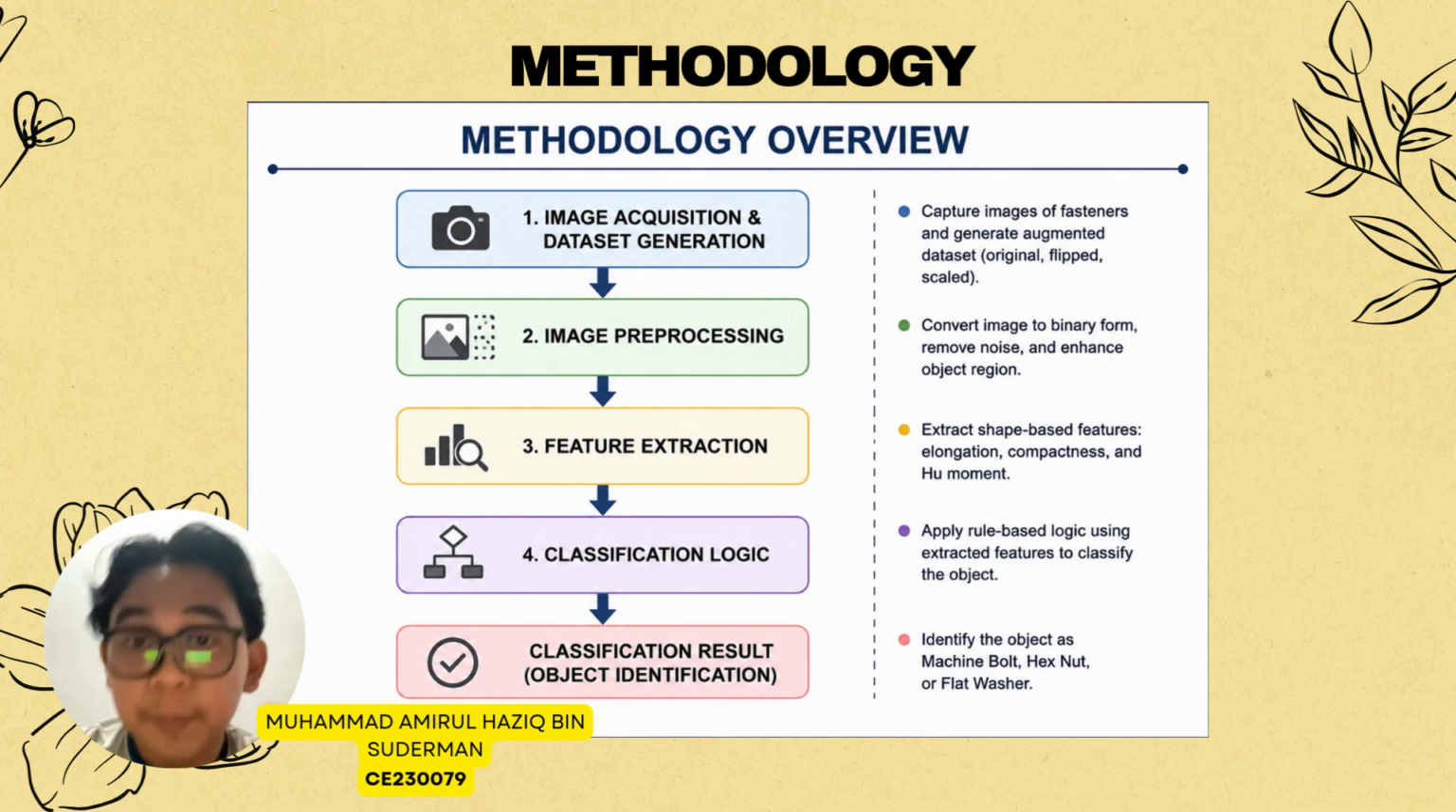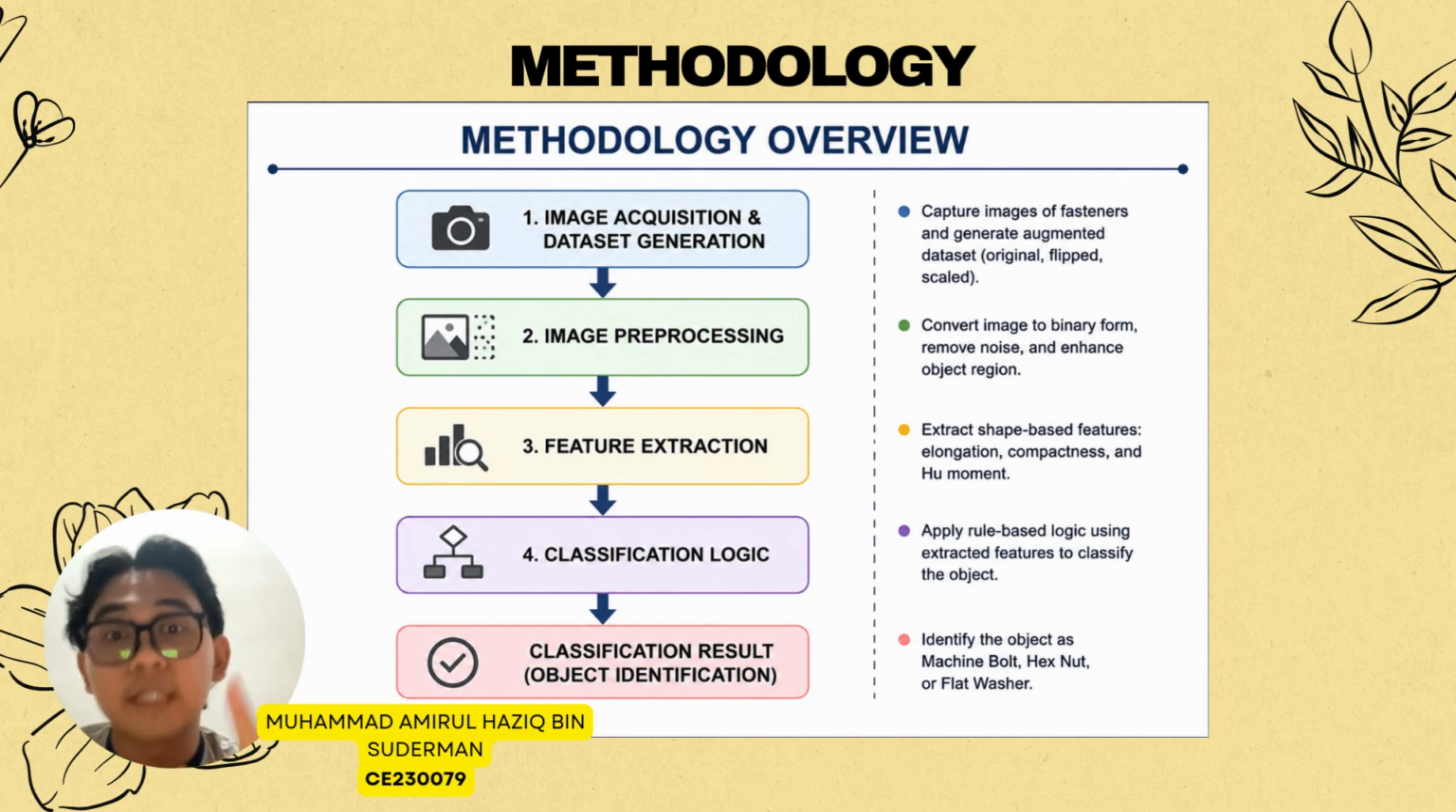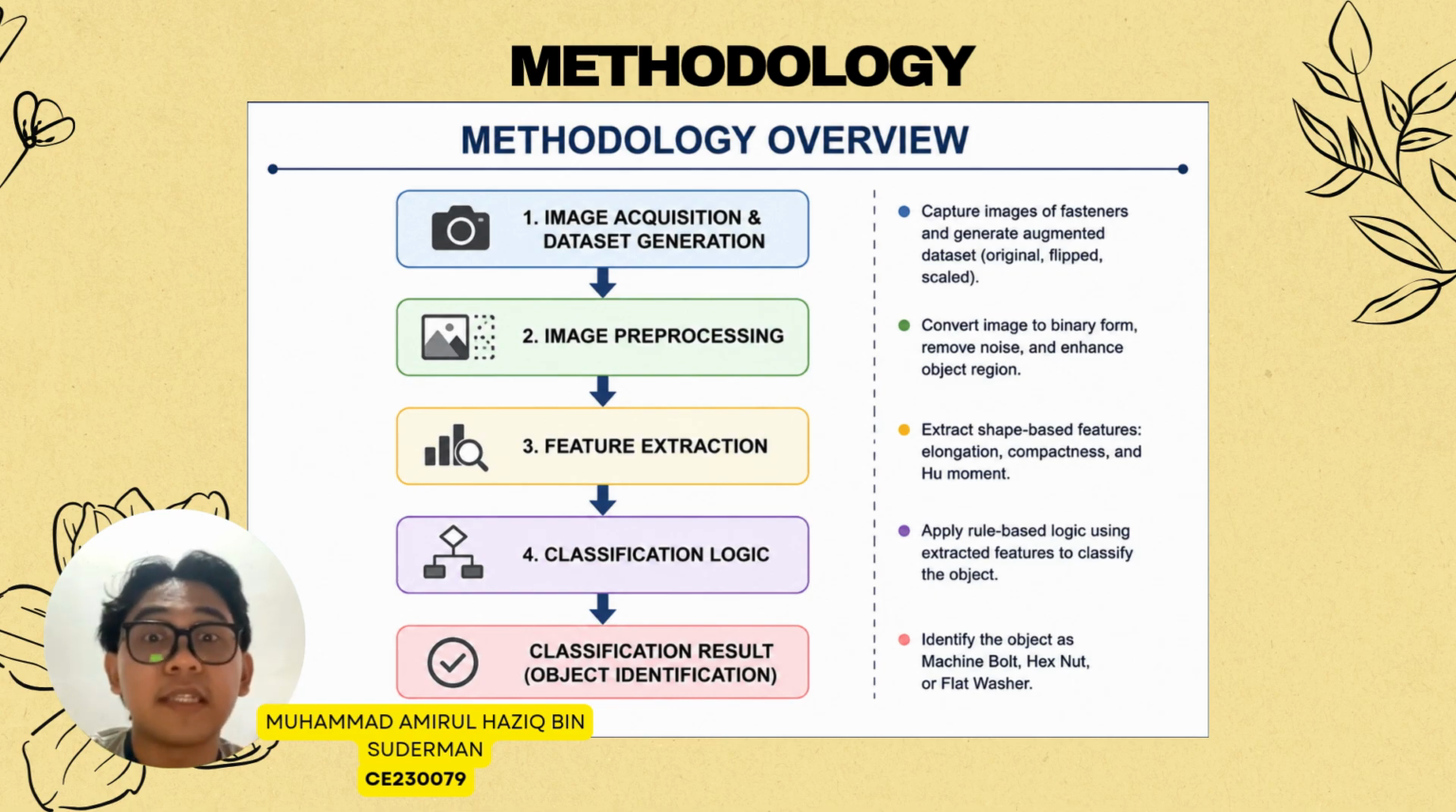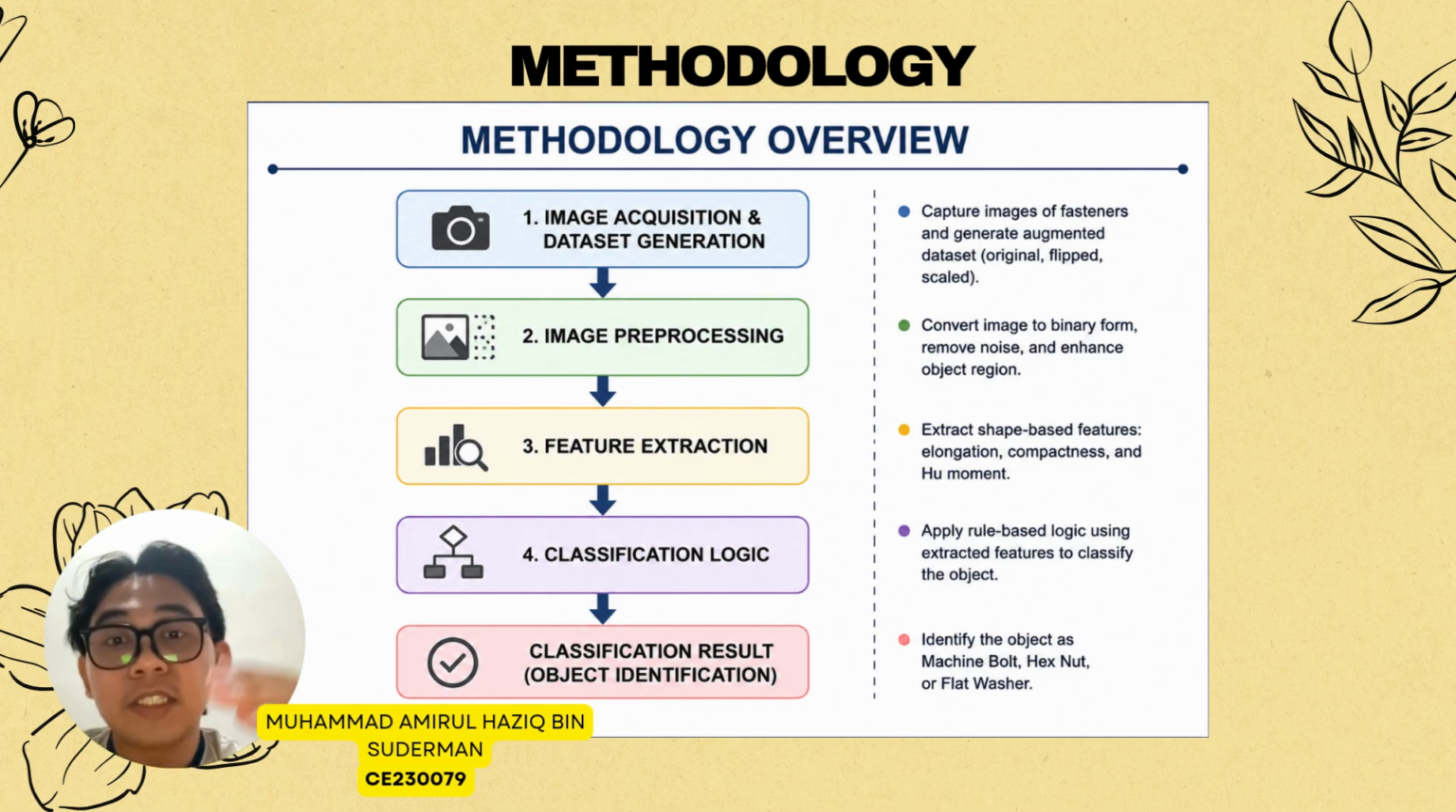My name is Muhammad Amirul Haziq bin Suderman, and for my part, I will be explaining the methodology. For the first part, I would like to explain the overview. The first one, as you can see on the top, is the image acquisition, which is the dataset generation. The second is the image pre-processing. The third is the feature extraction. The fourth is the classification logic, and the last is the classification result. I will be explaining each of these steps after this.